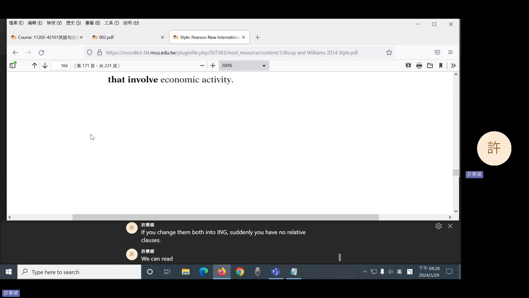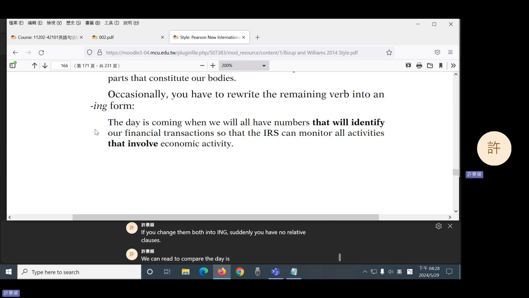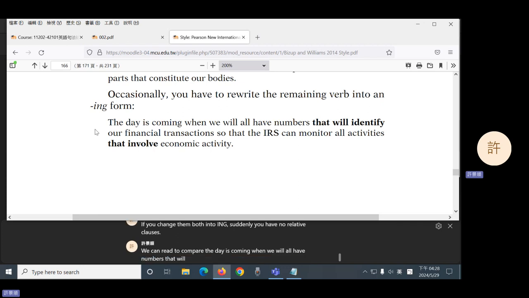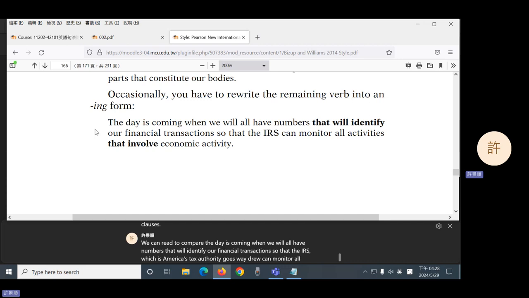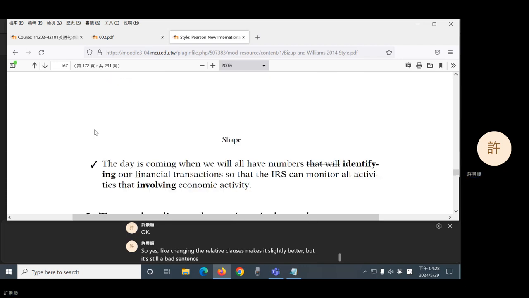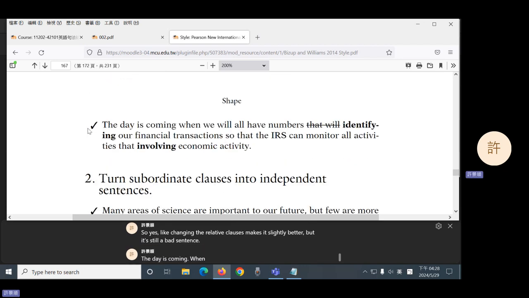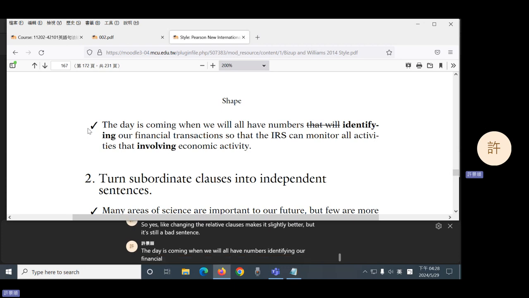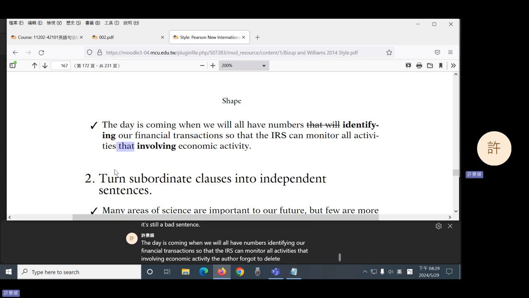We can read to compare. The day is coming when we will all have numbers that will identify our financial transactions so that the IRS, which is America's tax authority, can monitor all activities that involve economic activity. Okay, so yes, changing the relative clauses makes it slightly better, but it's still a bad sentence. The day is coming when we will all have numbers identifying our financial transactions so that the IRS can monitor all activities involving economic activity. The author forgot to delete this. That is extra.